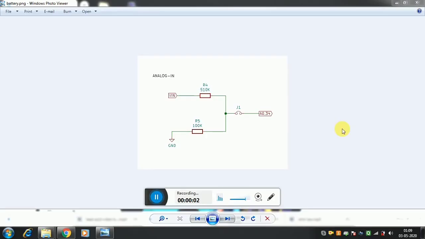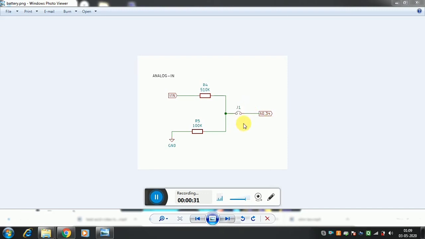We will now do some practical using our Vistry board. In the Vistry board we have already built in a voltage divider. You can see this is the battery voltage V in that goes through a 510k ohm resistor. On the ground side we have a 100 kilo ohm resistor, and then using a jumper we connect to the A0 pin. It's A0 for ESP8266 and it is 34 for ESP32.